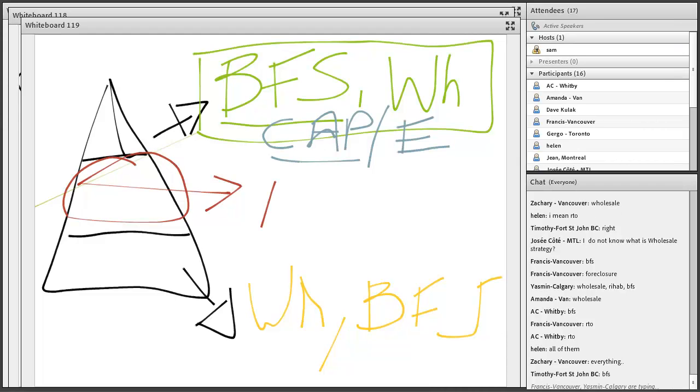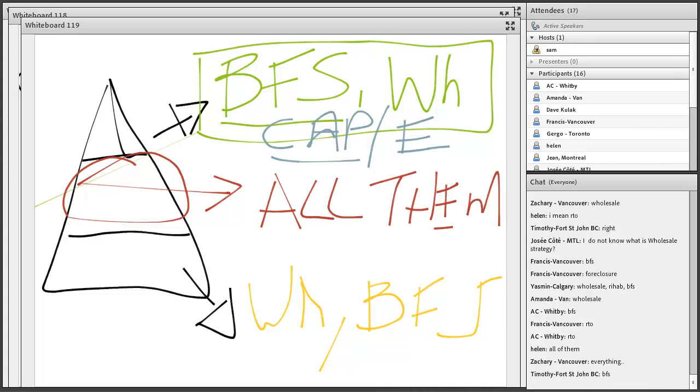In here is the biggest area. In the biggest area, what can you do in the middle area? Rent to own. Good. What else? All of them. Helen's got it. The reason it rocks is because you can do all of them. You can do everything in the middle. You do buy, fix, and sell. You can wholesale. You can rent to own. And the great news is most properties sit in that middle area.